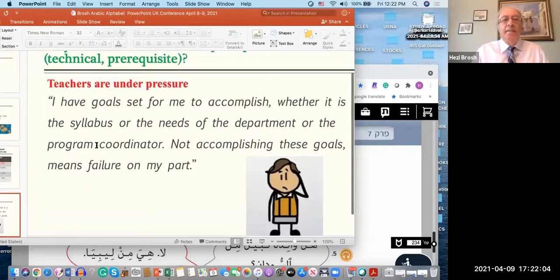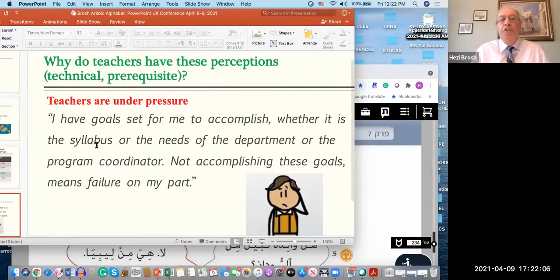And why is that? Why do teachers have these perceptions that it should be technical and prerequisite? So I found that the teachers are under pressure. I have goals set for me to accomplish, whether it is the syllabus or the needs of the department or the program coordinator. Not accomplishing these goals means failure on my part.